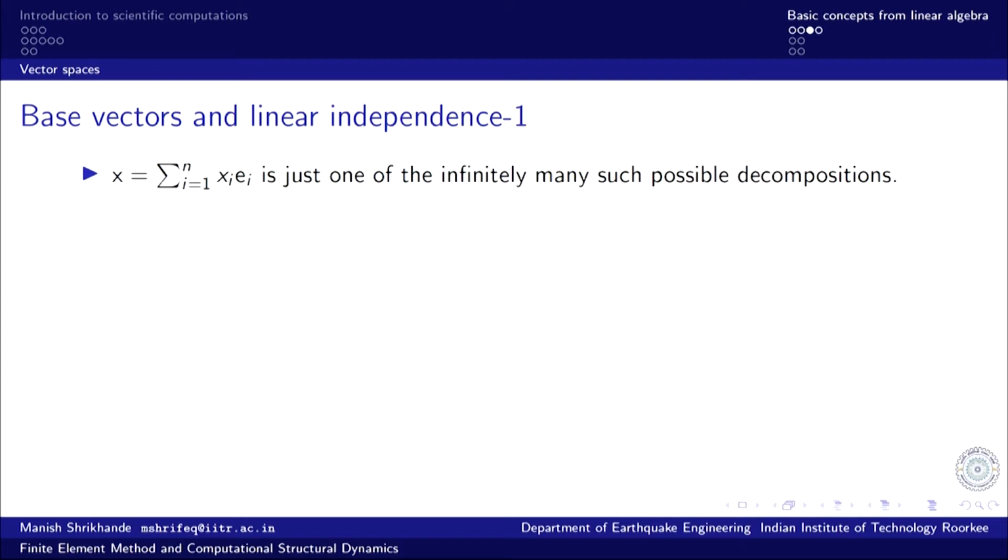So, now x equal to x_i e_i is just one of the infinitely many such possible decompositions. It is a convenient decomposition, very easy to construct, but it is not the only possibility. There are in principle infinitely many such possibilities. I can find an infinite set of base vectors which are mutually orthogonal and of unit length, so an orthonormal set of vectors which can be used in similar fashion for the expansion of any arbitrary vector.